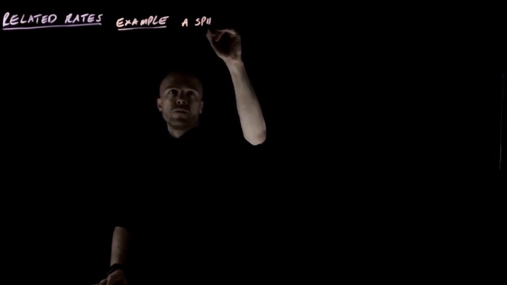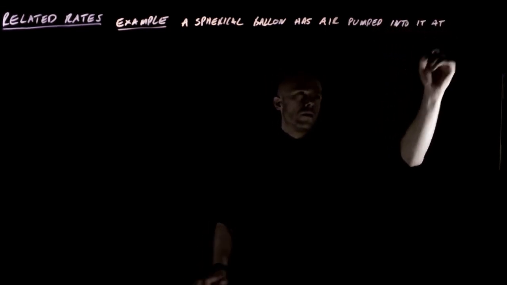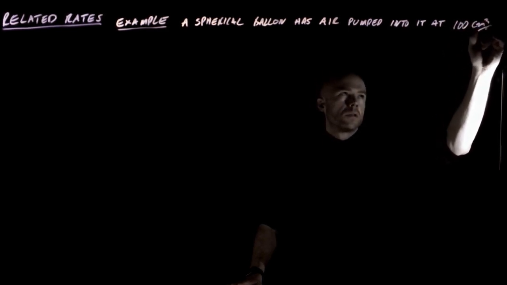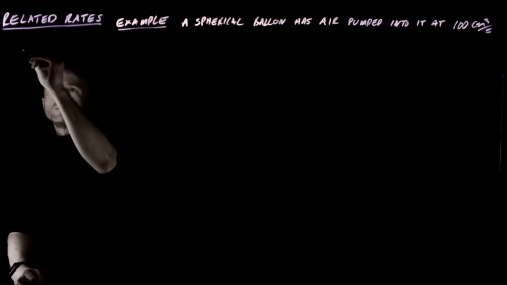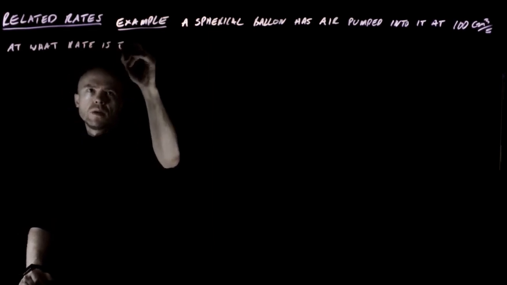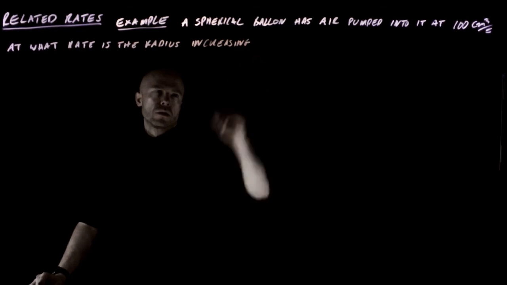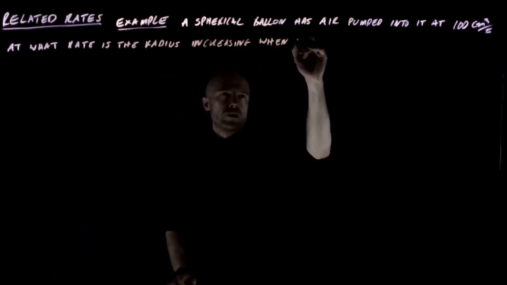So, example. This sounds a little bit like a contrived example, but it isn't so completely contrived. So this is our example. A spherical balloon has air pumped into it at a rate of 100 cubic centimeters per second. And what we want to know is at what rate is the radius increasing when the diameter is 50 centimeters.